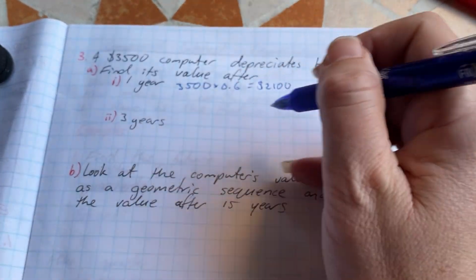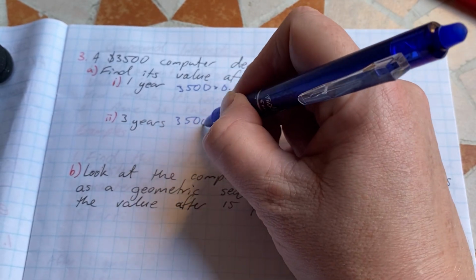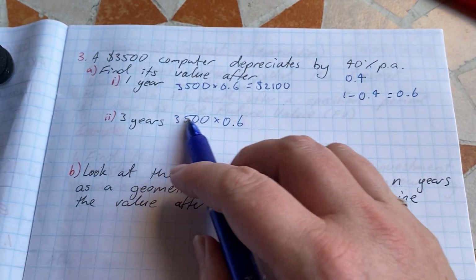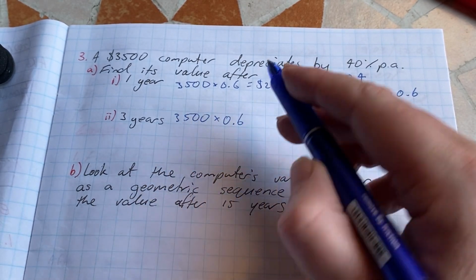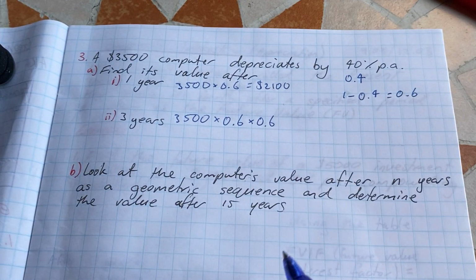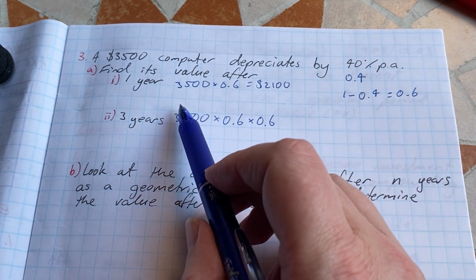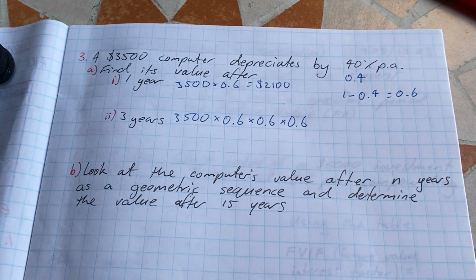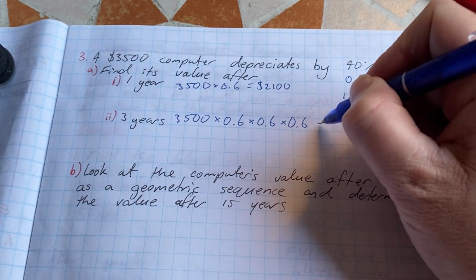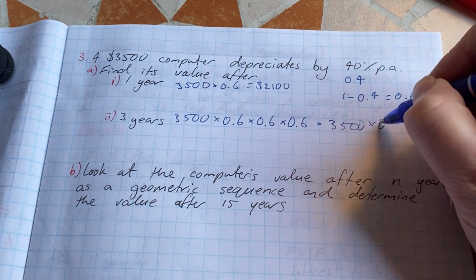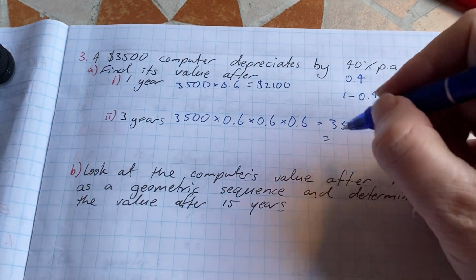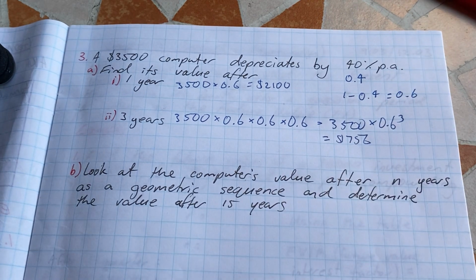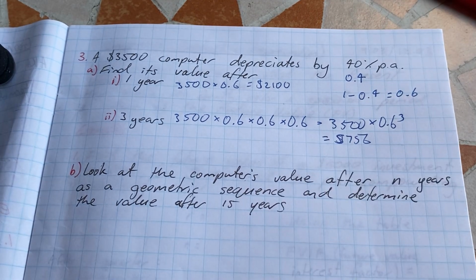So after 3 years, we started with our 3,500. We times that by 0.6 for 1 year. And then our answer to that will get multiplied by another 0.6 for the second year. It'll be 60% of this. And then for the third year, it's 60% of that whole answer. So times that by 0.6 again. So 3,500 times 0.6 to the power of 3, which equals $756. Okay, so after 3 years, it's worth $756.